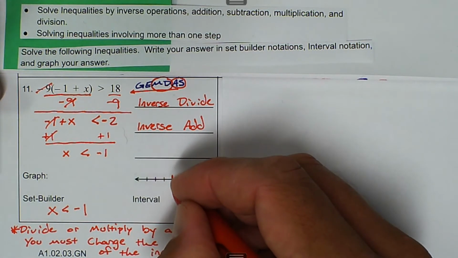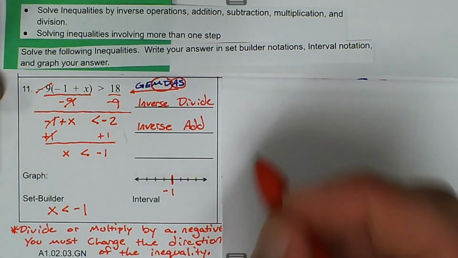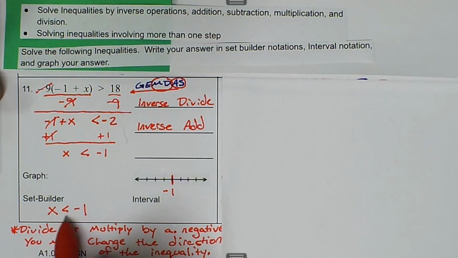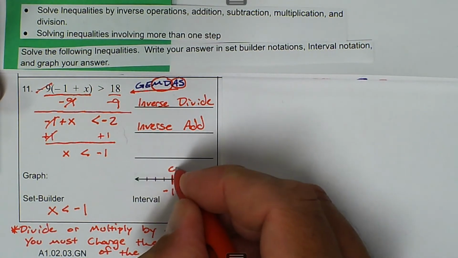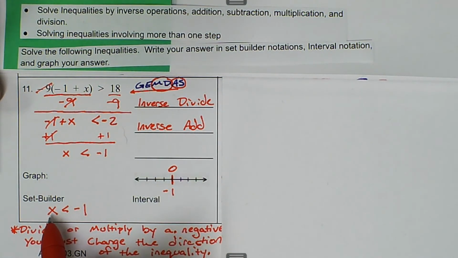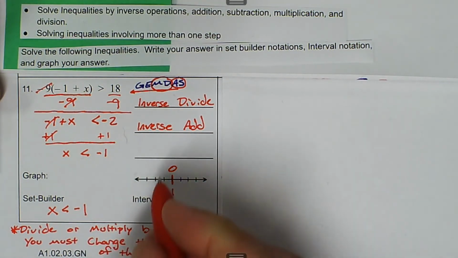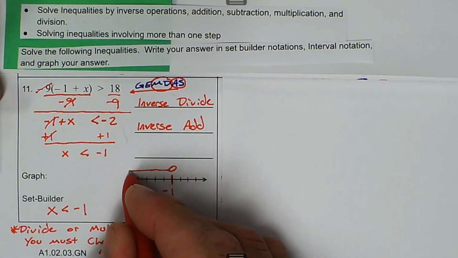So I'll put -1 on the number line. This symbol right here means open circle. And if the variable is on the left side, we shade the same direction as the inequality, so we'll shade to the left.